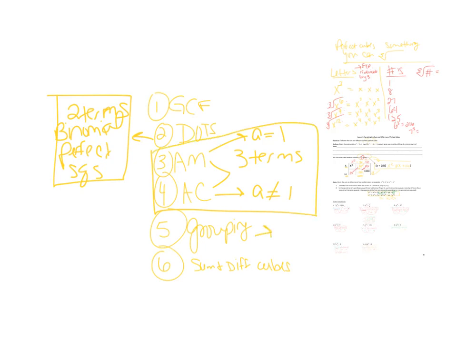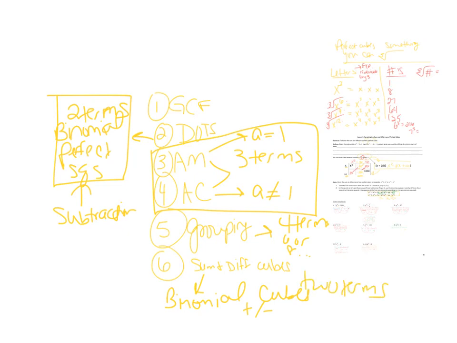Okay, grouping has to be 4 terms, 6 or 8 or even, okay? And then sum and difference of cubes has to be another binomial. So cubes. It doesn't matter, it can be plus or minus. This one has to be, remember, subtraction for dots. But the difference between the sum and difference of cubes that we just did in this lesson and dots is that dots need subtraction, whereas the cubes can be either. And with cubes, you need 2 terms, just like dots, and you need them both to be perfect cubes. You have to be able to take the cube root of them.